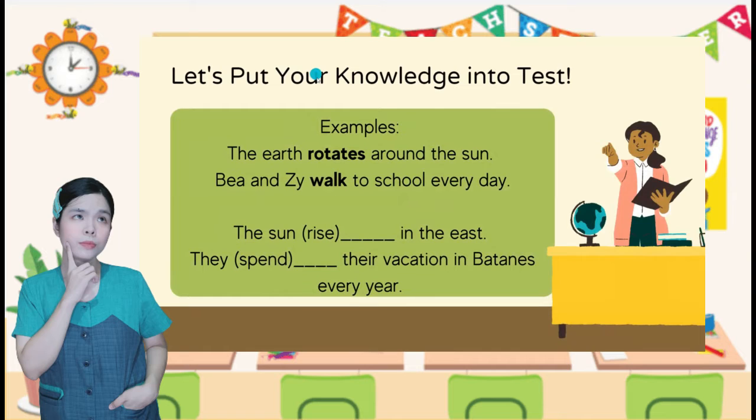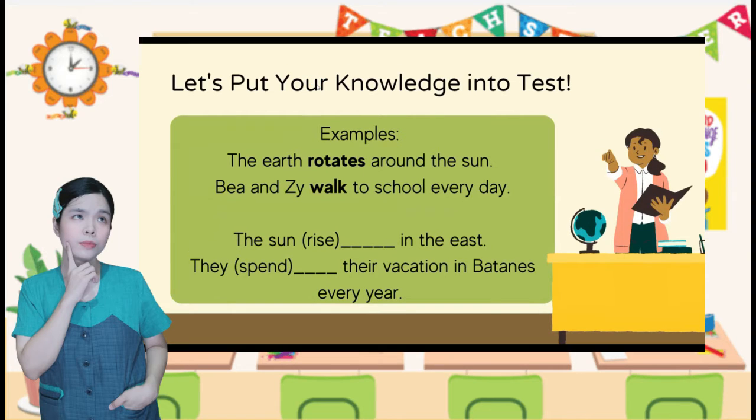Here, earlier our example sentences: the first one, the earth rotates around the sun. The verb here is what? Rotate. Since the subject is singular, the subject here is the earth and it's singular, we are just going to use the S form of a verb. So, the earth rotates around the sun.